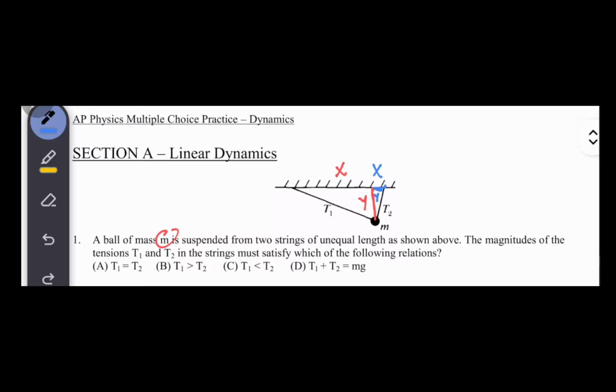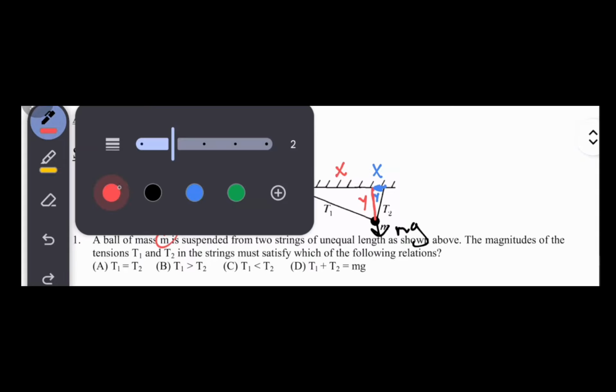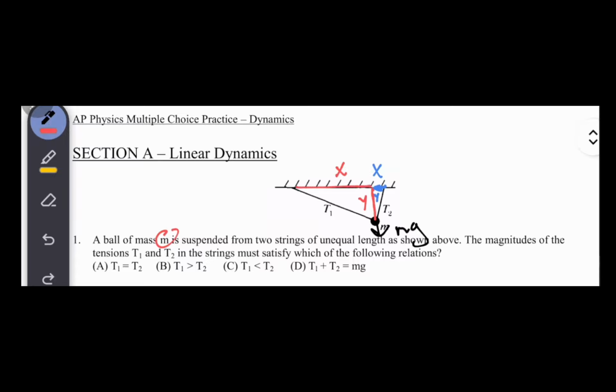So we can see that both tension 1 and tension 2 will both have a Y component acting to pull up against the force of gravity, so mg, if you remember from the video, this mg pulling down on the ball. And tension 1 and tension 2 both have that Y component pulling up on it. But one thing we can notice is how different the lengths are of the X component for tension 2 and the X component for tension 1.